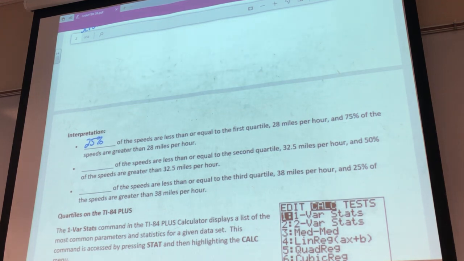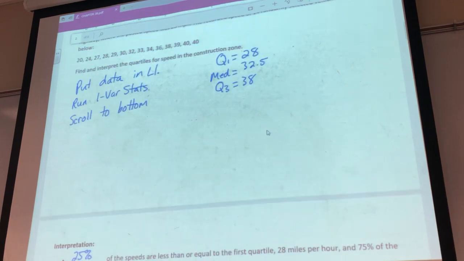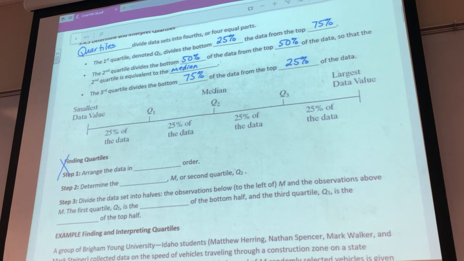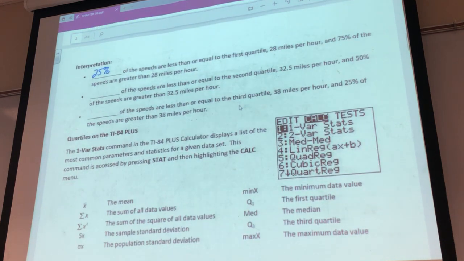If we look at the second quartile, that's the same thing as the median. That's 32.5, so if we look right here, 32.5 right here in the middle, we've got 50% are less than it and 50% are greater than it. So down here to fill it in for our interpretation, 50% are going to be less than or equal to, 50% are going to be greater than.